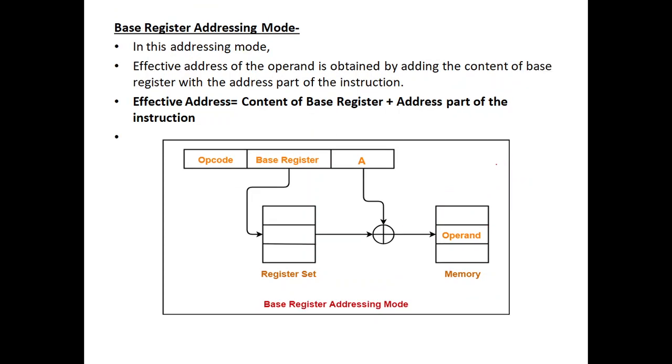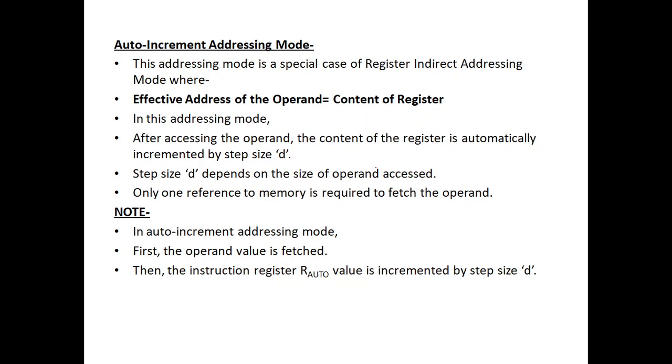And the next one is base register addressing mode. Here previously we have taken the index register. Now we have to take the base register. This base register's contents are going to be added with the address location of the memory in order to get where the actual data has resided. So this is how we have the base register.